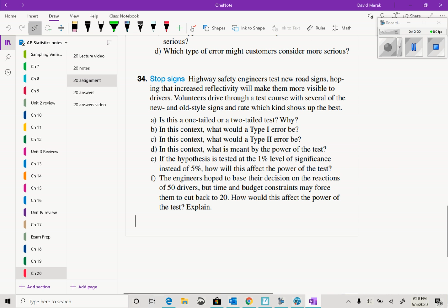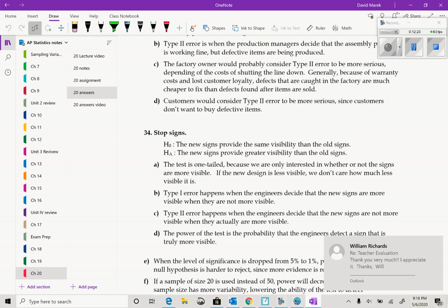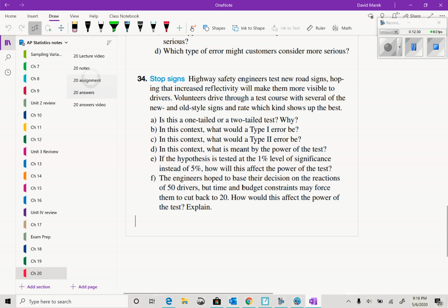Okay. In this context, a type 2 error would be that we fail to reject the null hypothesis when we really should have. A type 2 error in this context is we're disappointed that the new signs aren't any better, when in reality they are. Type 2 error happens when engineers decide the new signs are not more visible when they actually are more visible.